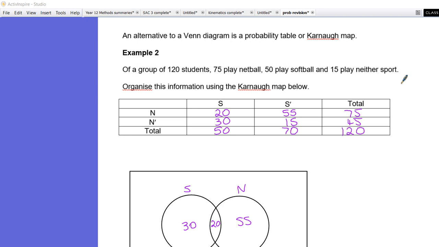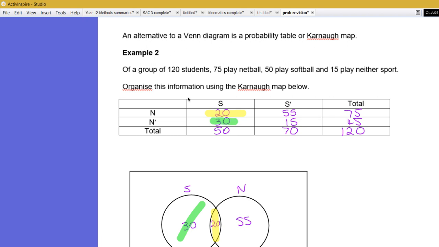It's really important to be able to use both a Venn diagram and a Karnaugh map. So just make sure that you know where they correspond. So for example, I like to use a bit of colour. So the overlap is this first cell here. And when we're talking about S but not in N, and we have N but not in S, and then finally whatever is outside, so all this bit out here is that cell there.